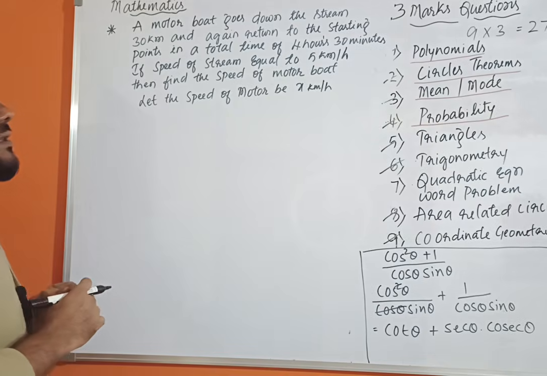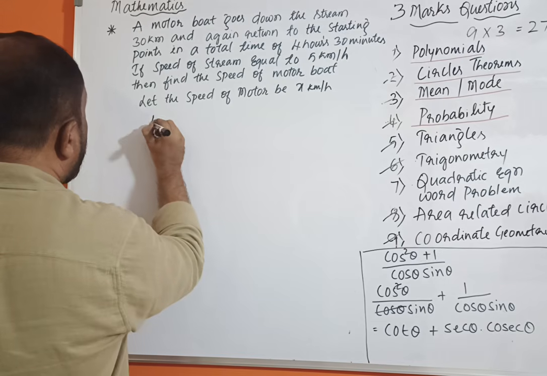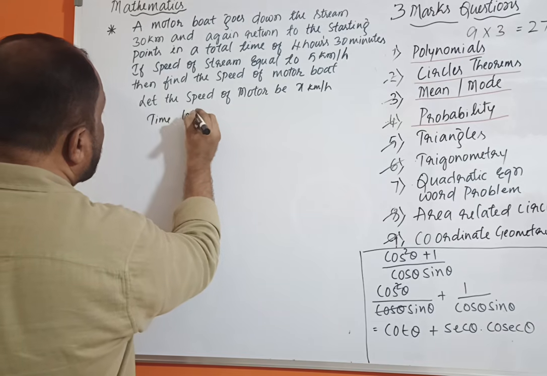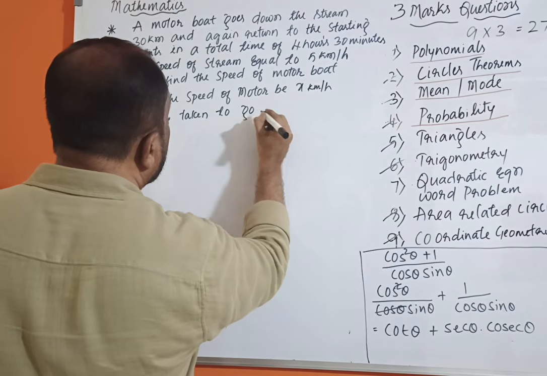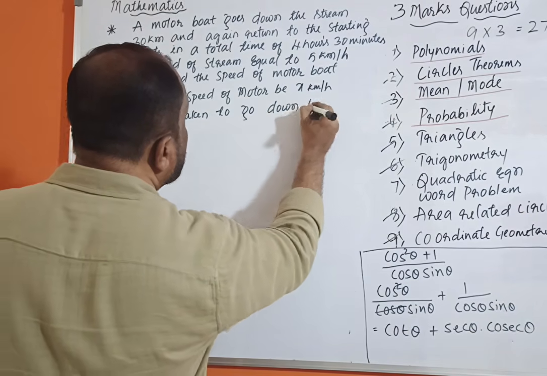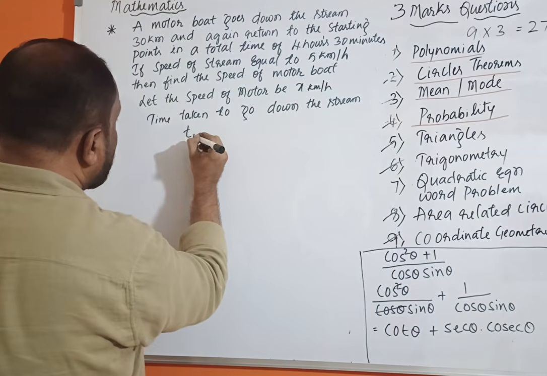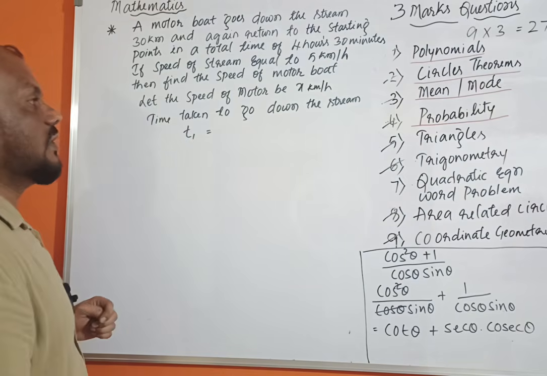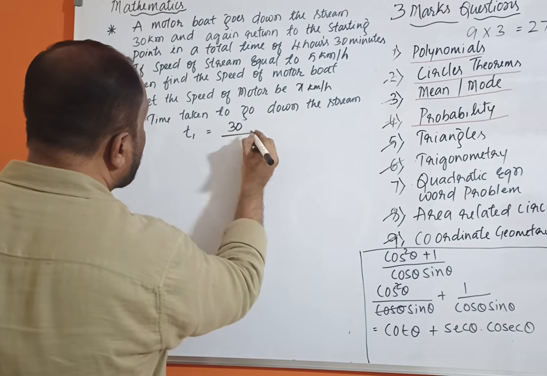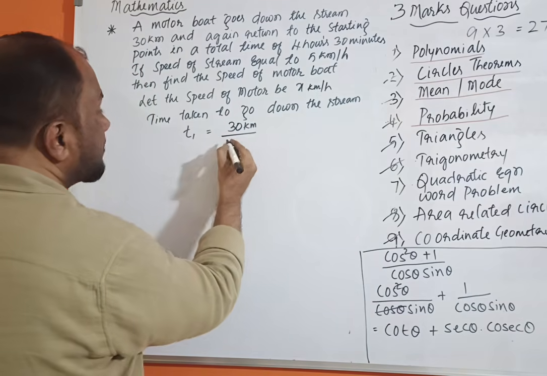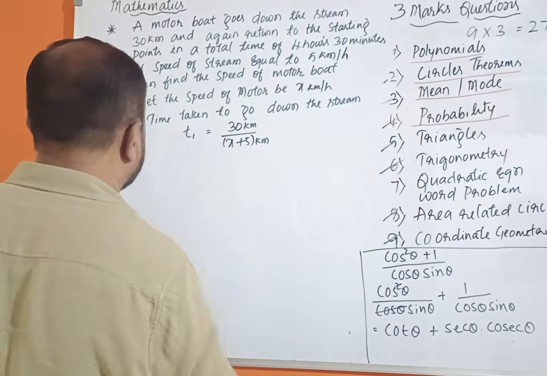Then later, when it goes down the stream, time taken to go down the stream, T1 is equal to, time is equal to, what is the formula? Distance by speed. Distance is how much? 30 kilometers. The speed is the speed of motor plus speed of stream, x plus 5 kilometers.